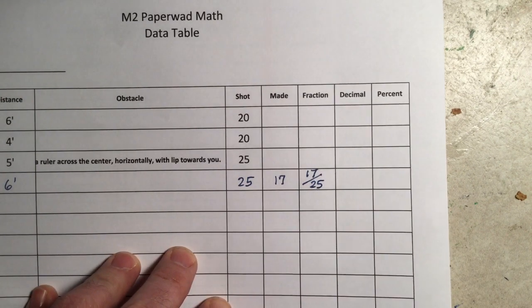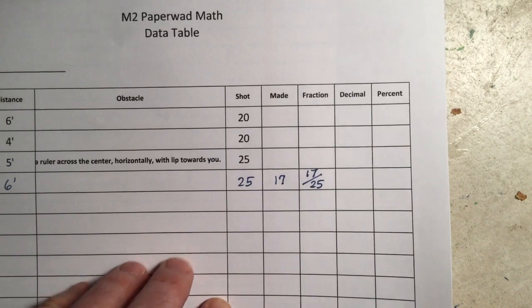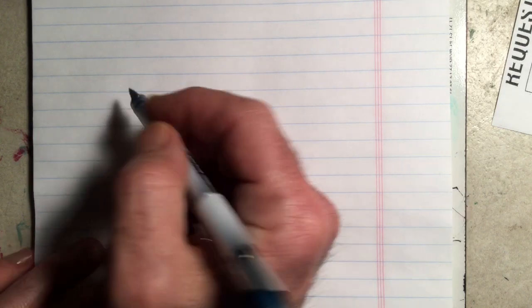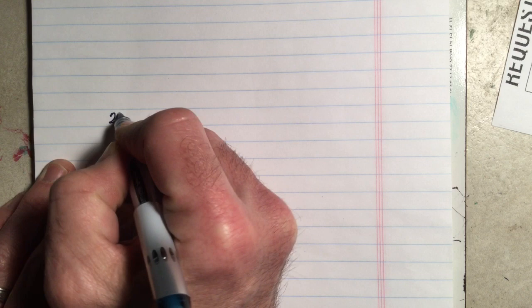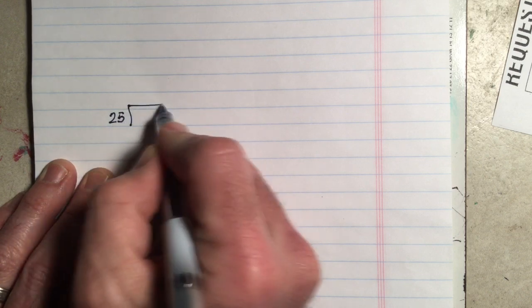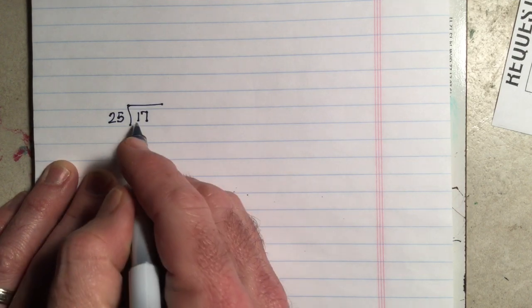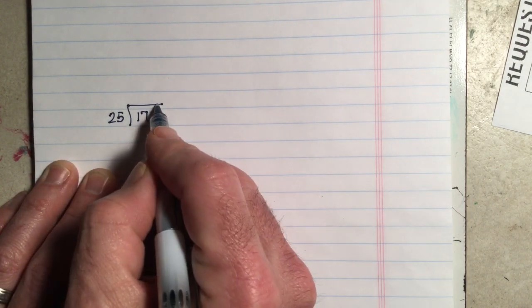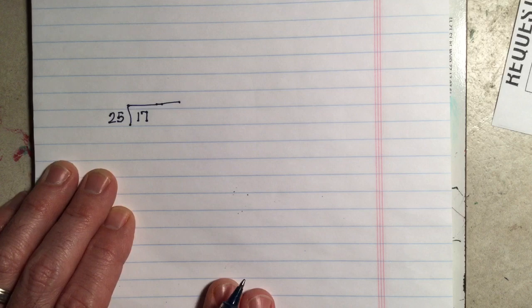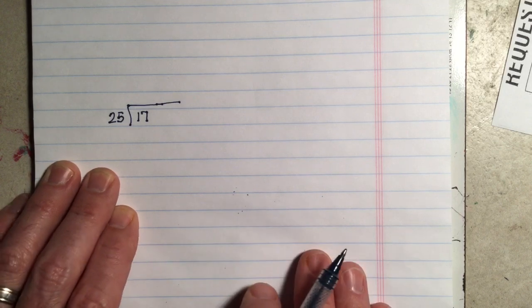There are two different ways that you can work on the decimal. The first way is doing, if you remember the method of division, and it works every single time, you just take the number of shots that you have taken and you divide it into the number of shots that you have made. So it would be 17 divided by 25. And then you would do the division that way. I'm not going to do that for you because I think you can handle that.